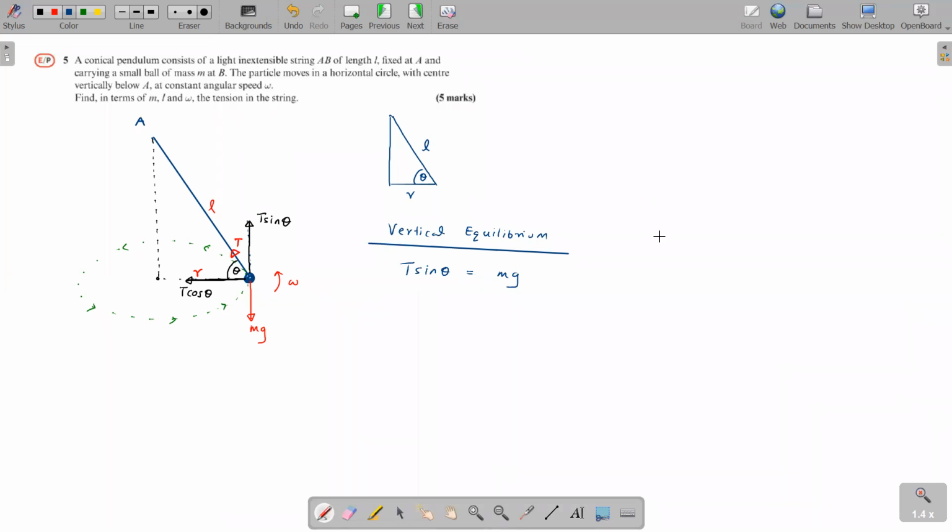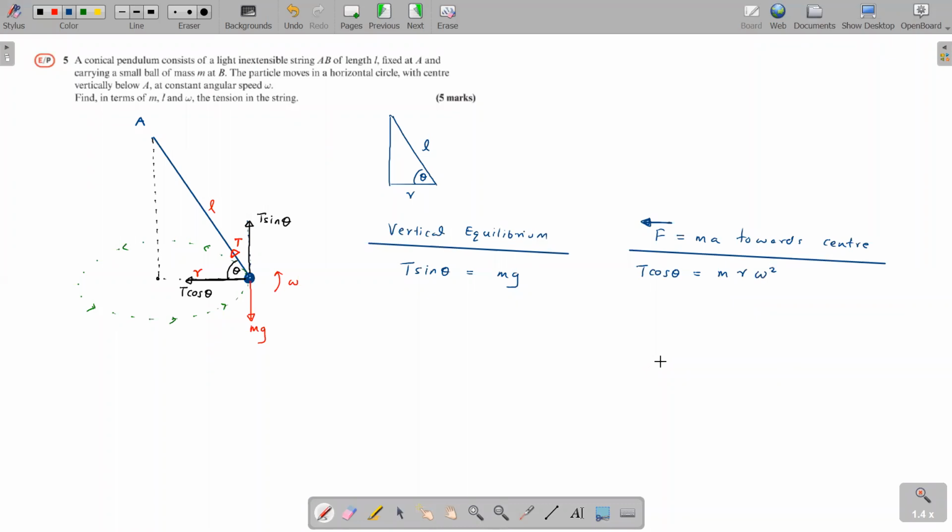All right, and let's apply F equals ma towards the center. So towards the center, what are the forces we have? We have T cos theta. T cos theta is the only force, the centripetal force basically. Mass is m, and for the acceleration, since we want to find it in terms of omega, we will use r omega square.